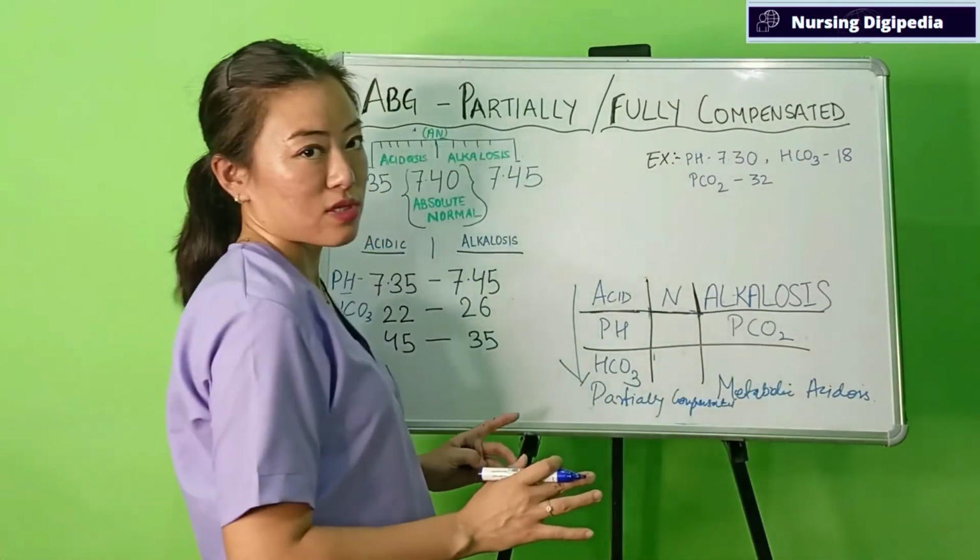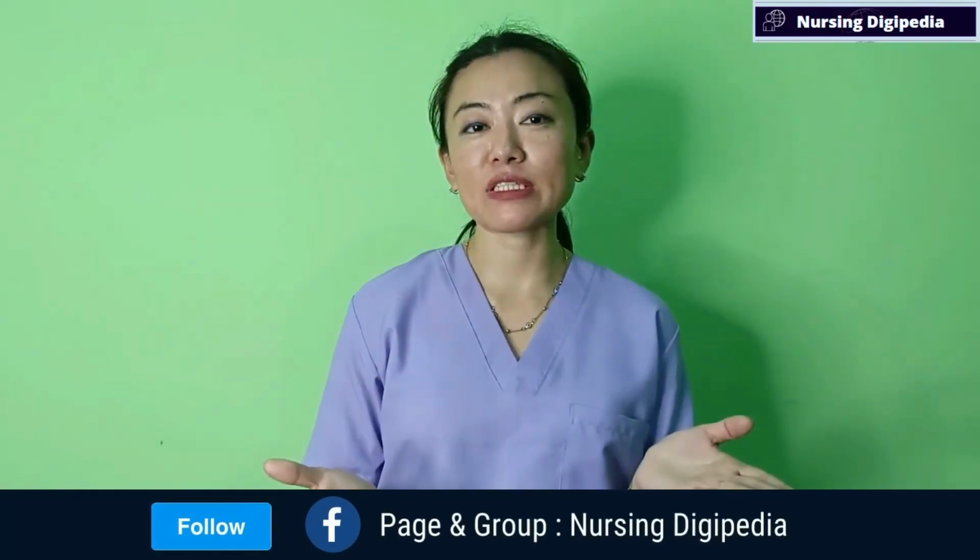metabolic acidosis. So friends, that was the video on how to interpret ABG as to whether it is fully compensated or partially compensated.